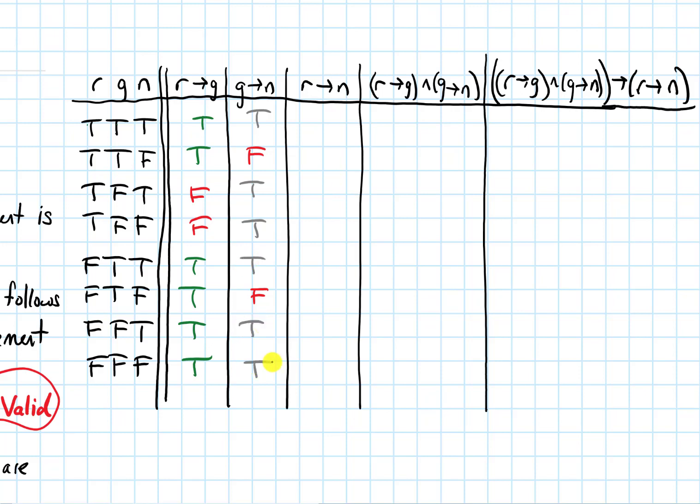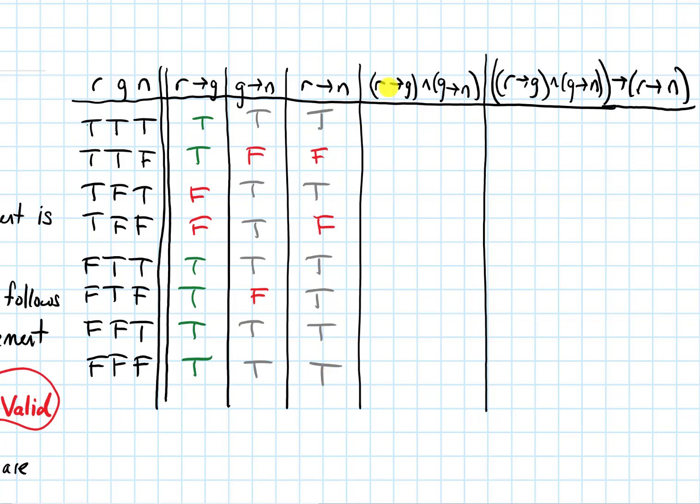Alrighty. Now let's do R implies N. Same deal. For this to be false, I need R to be true, but N to be false. So that happens in row 2, and it happens in row 4. And that's it. Those are the only times where R is true and N is false. So the rest of these would be trues.